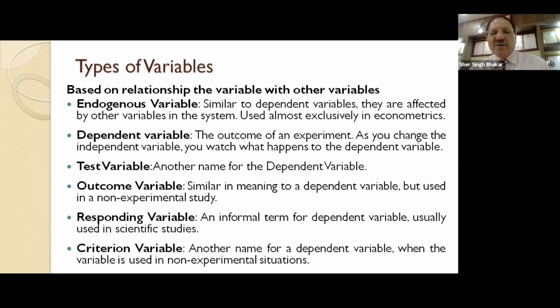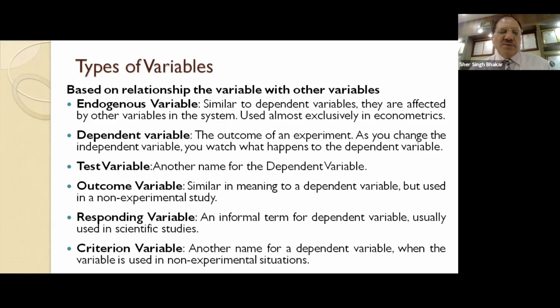Responding variable is an informal term for the dependent variable. A responding variable is a variable that responds to the varying independent variable. So it's also a term that is used for the dependent variable in non-experimental studies, and it is also an informal term. Generally, people use it only for talking, but for research work this term is generally not used.